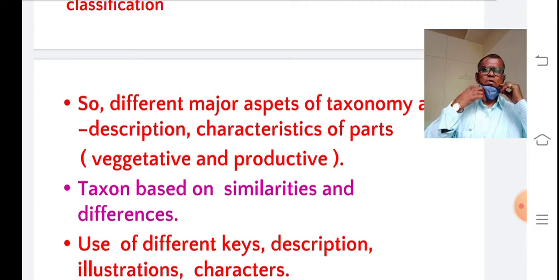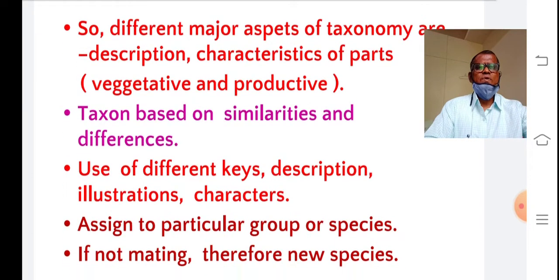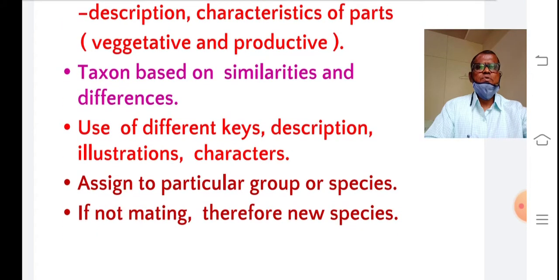Then each taxon is based on similarities and differences. Taxon means the name of the genus. It is called the taxon. So therefore we have to consider this. Then secondly, the use of different keys, then description, illustrations, and the characters.